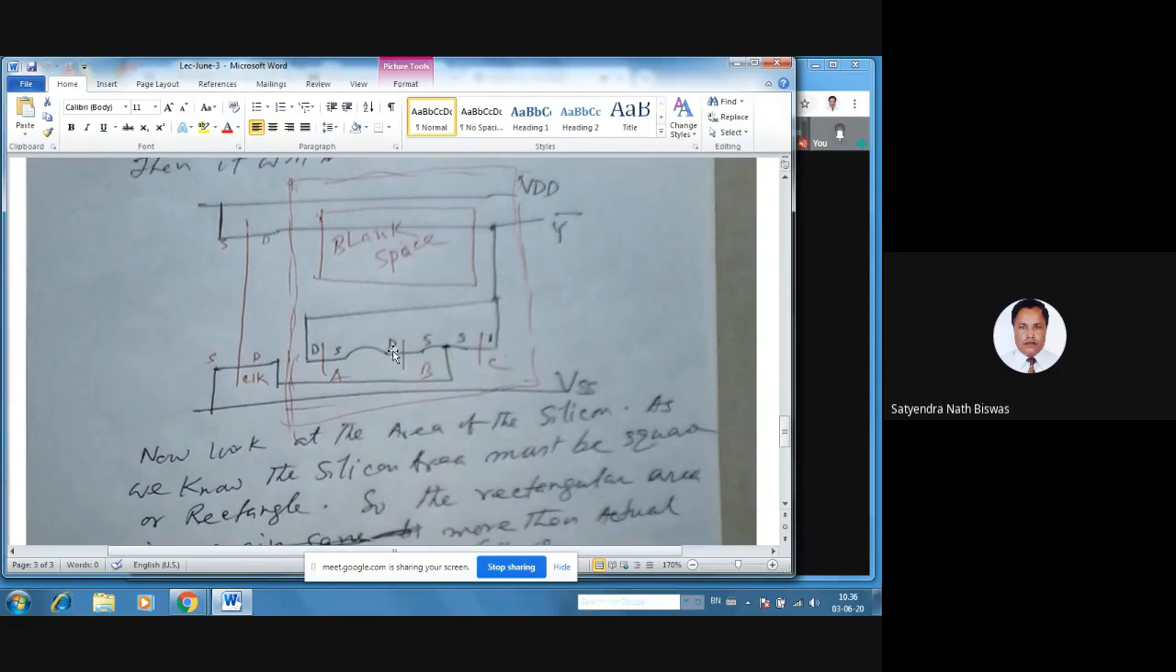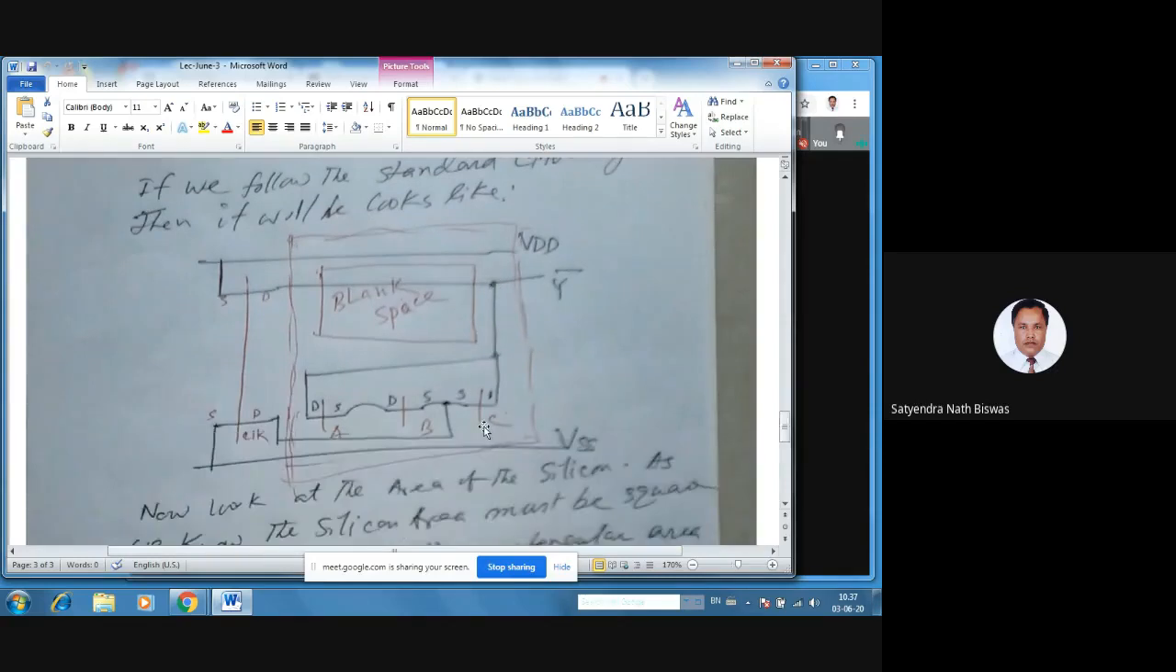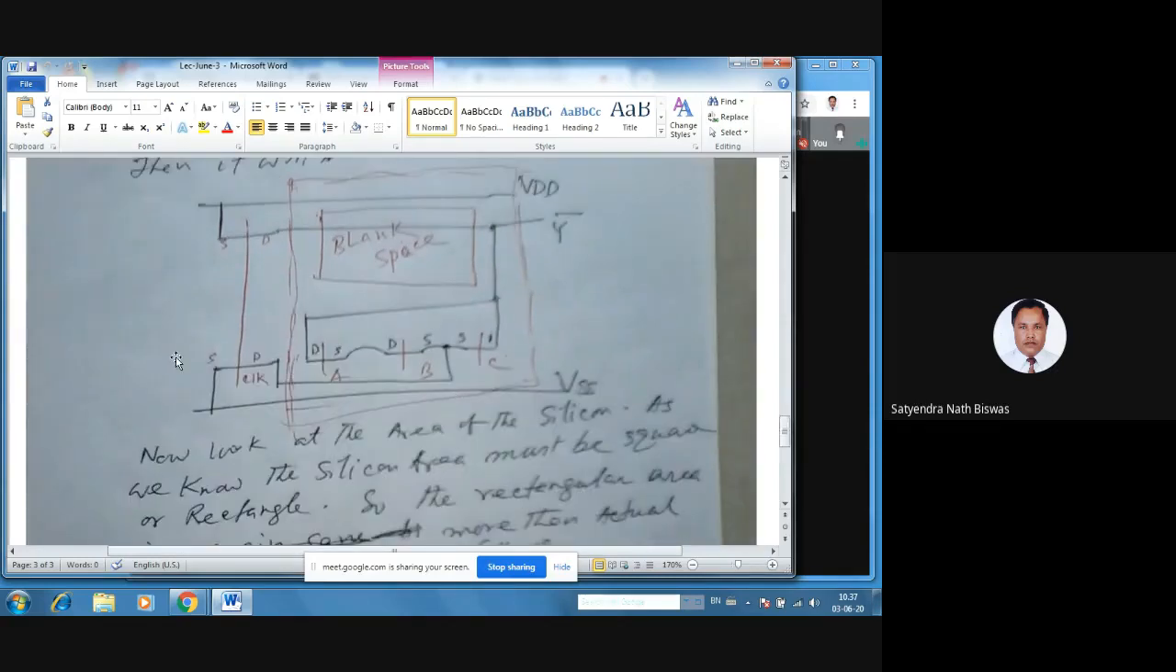The drain of the B will be connected to the source of A, and the drain of the A will be connected to the drain of the C and will go to the output. Right? So now look at here. In this diagram, we have 1, 2, 3, 4 NMOS in the bottom side. Right? You see the bottom side is 4 NMOS, but in the top side we have only 1 PMOS.